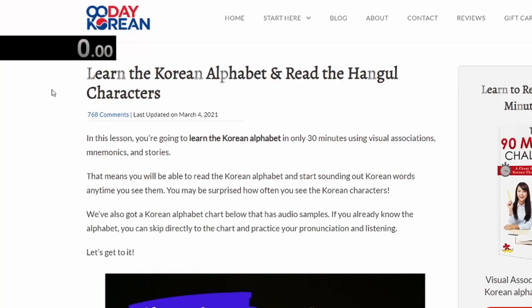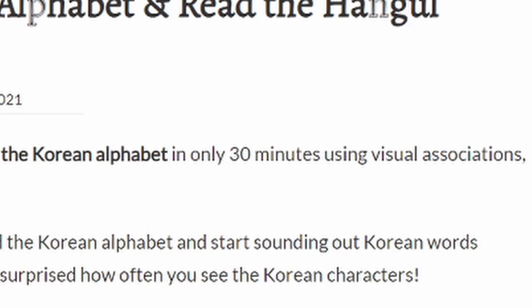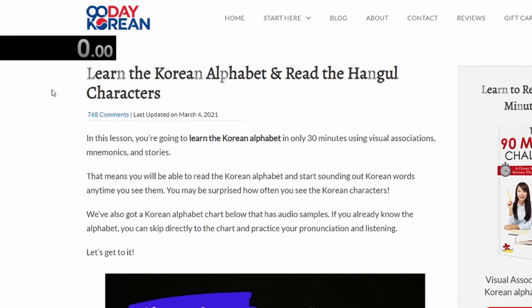Thankfully, I found this website called 90 Day Korean, who literally just posted an article 4 days ago called Learn the Korean Alphabet and Read the Hangul Characters. And it starts with, in this lesson, you're going to learn the Korean alphabet in only 30 minutes. So, you see the live split timer up at the top left? Let's see how long it takes me to get the basics of the Korean alphabet.